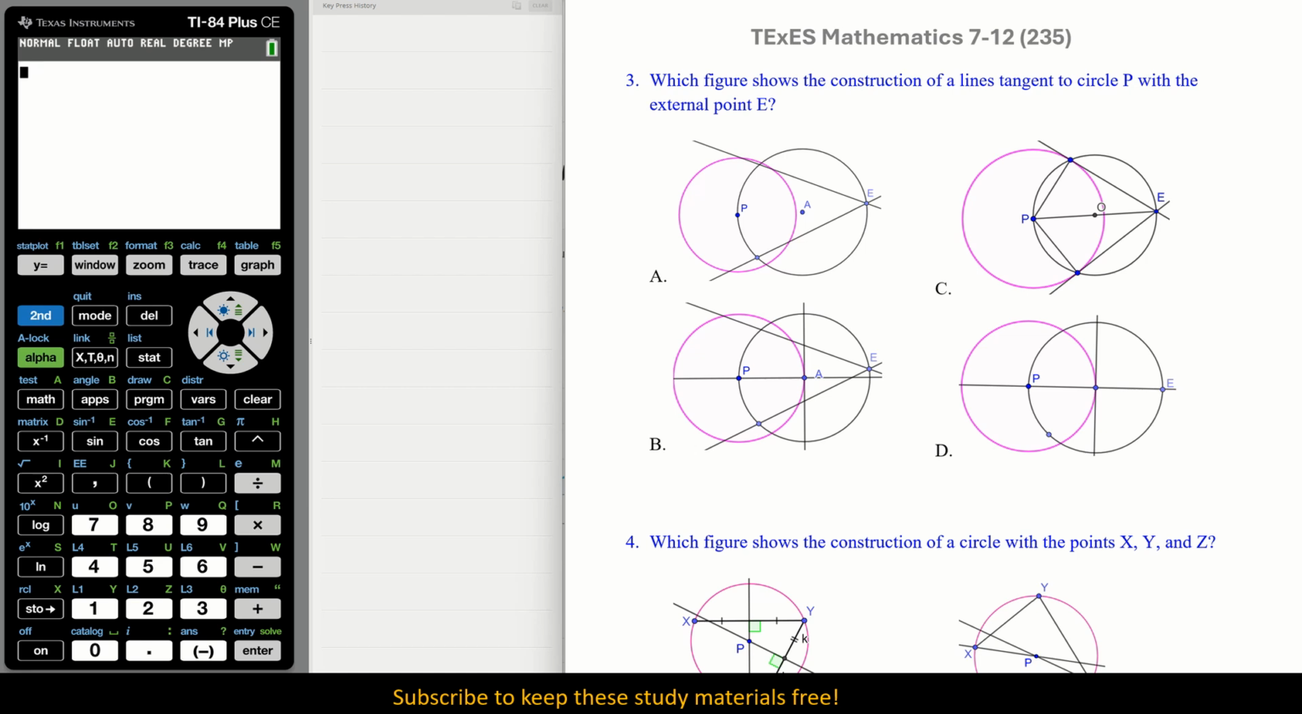Now, let's look at number 3. Which figure shows the construction of a line tangent to circle P with the external point E? Proper construction.